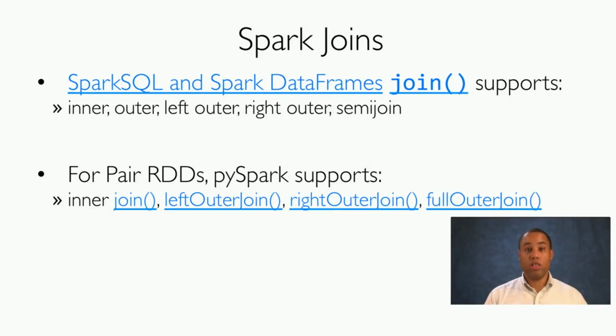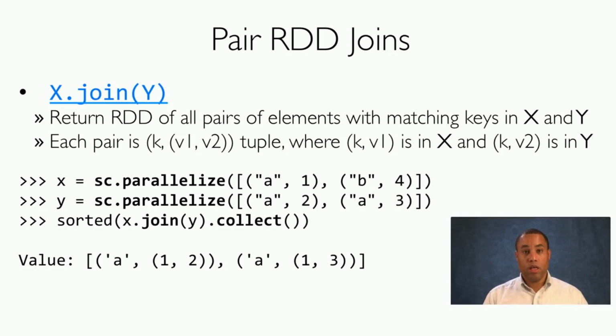Spark supports joins in two ways. Spark SQL and Spark data frames support inner, outer, left outer, right outer, and semi-join operations. For pair RDDs, PySpark supports inner join, left outer join, right outer join, and full outer join. Here's an example of how pair RDDs support joins.